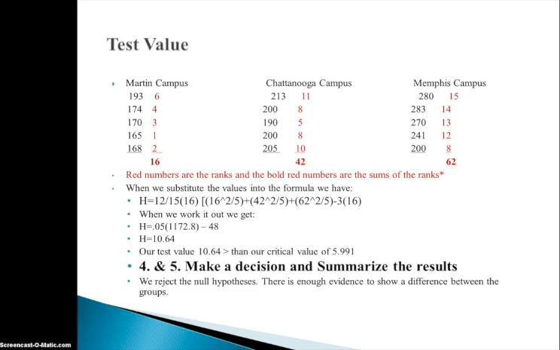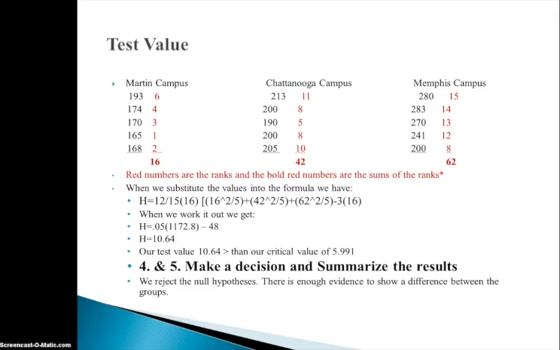When we work it out, we get h equals 0.05 times 1172.8. And 48 is subtracted from this value. Therefore, we get a test value of 10.64. Our test value 10.64 is greater than our critical value of 5.991.